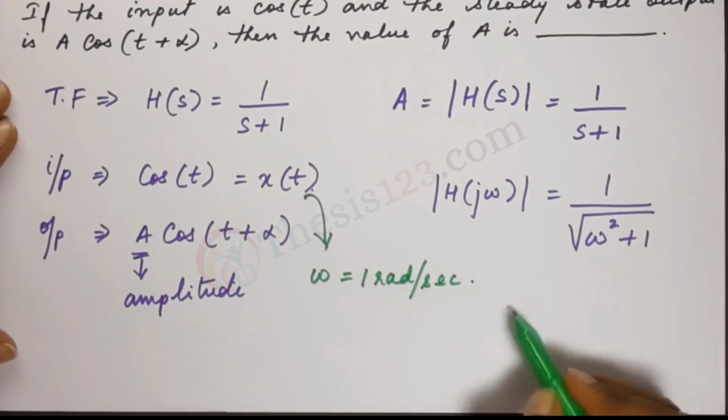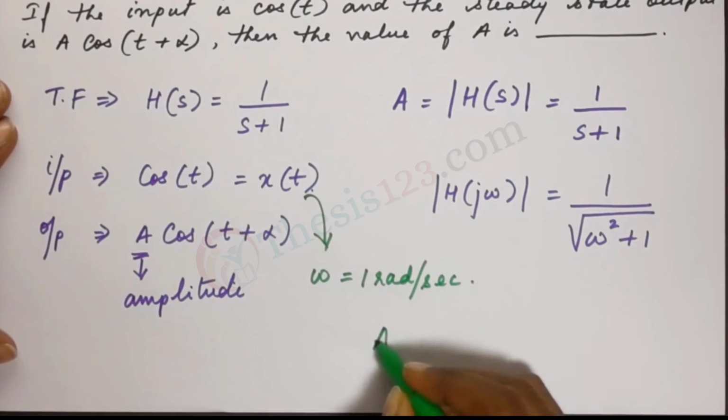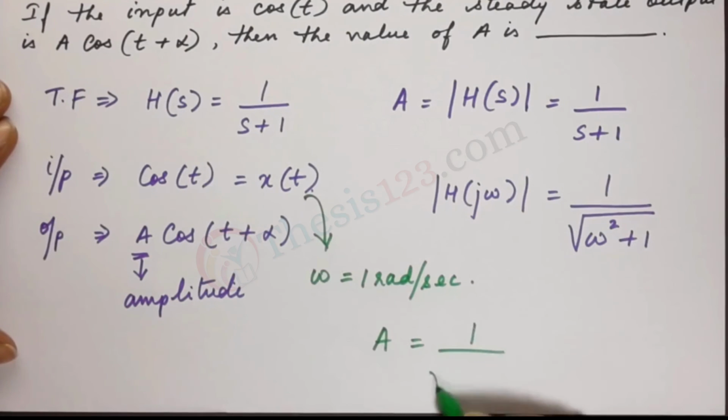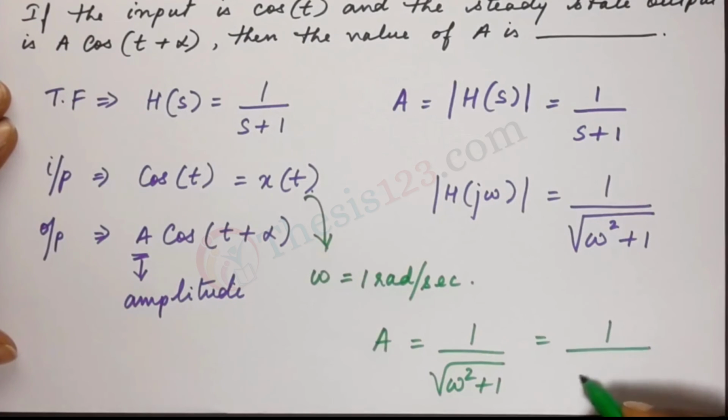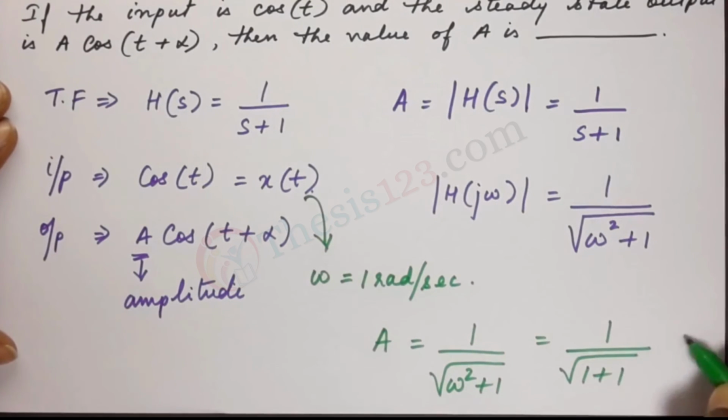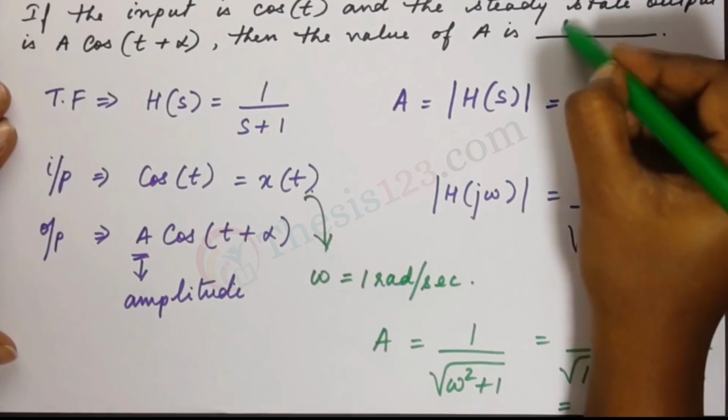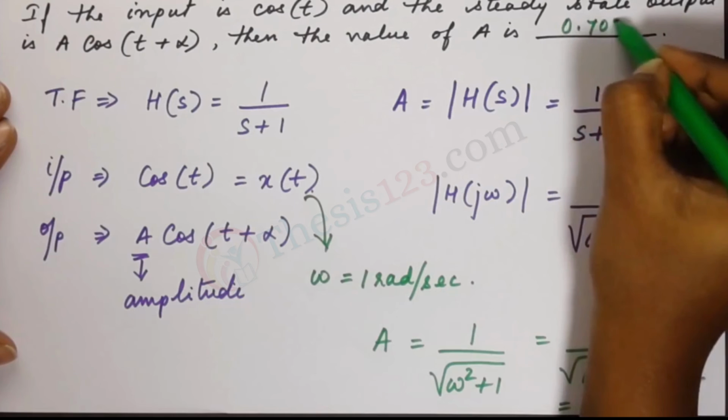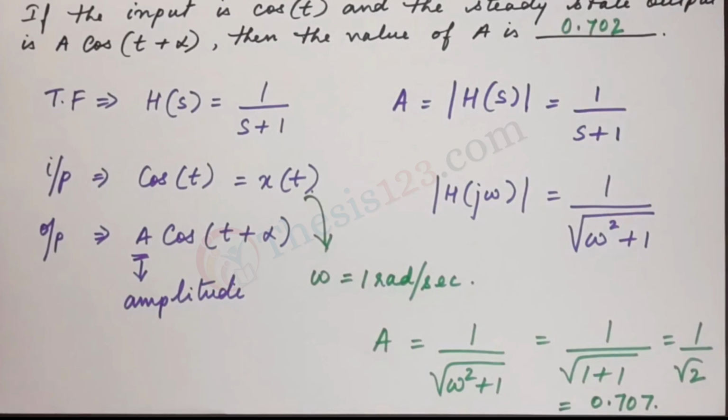So if we substitute this over here, we get A is equal to 1 by root of omega square plus 1, which is equal to 1 by root of 1 plus 1, which is 1 by root 2. So 1 by root 2 in decimal form is 0.707. So that is the final answer here, 0.707. I hope this has helped.